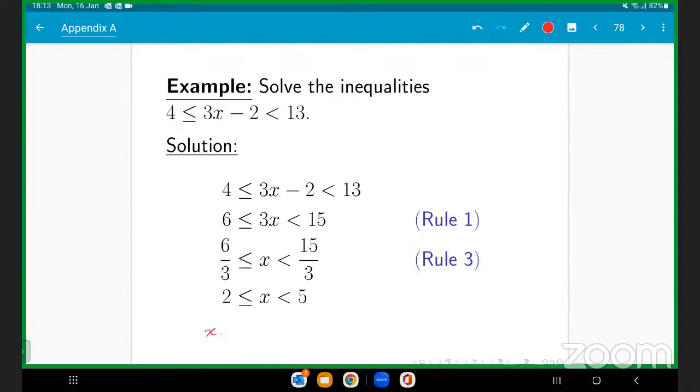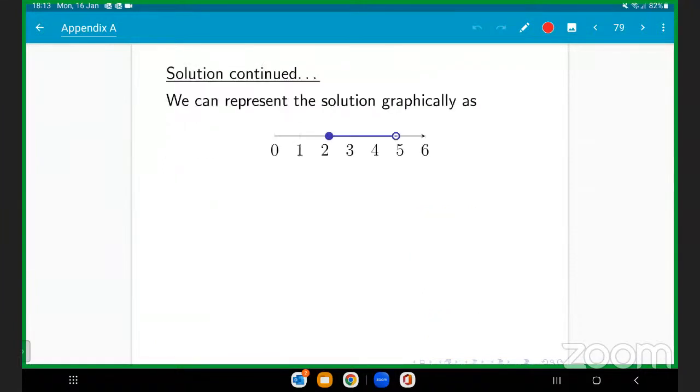In set builder notation, the solution set looks as follows. And in interval notation, it's all numbers from 2 to 5, including 2, but excluding 5. And graphically, like we had before, this blue line represents the solution set. Obviously, since we included 2, we have a shaded circle at 2, an unshaded circle at 5, since 5 was not part of the solution set.